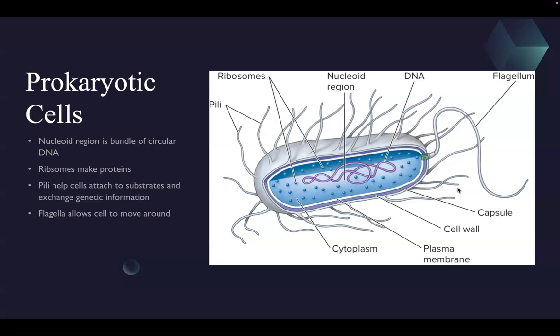You can see that prokaryotic cells don't have a membrane-bound nucleus, but they do have DNA, and that DNA usually bundles together. It's circular, and that area that it usually bundles together in is referred to as the nucleoid region. The ribosomes within the prokaryotic cells make proteins. The pili help attach to substrates and exchange genetic information, and the flagella allows cells to move around.